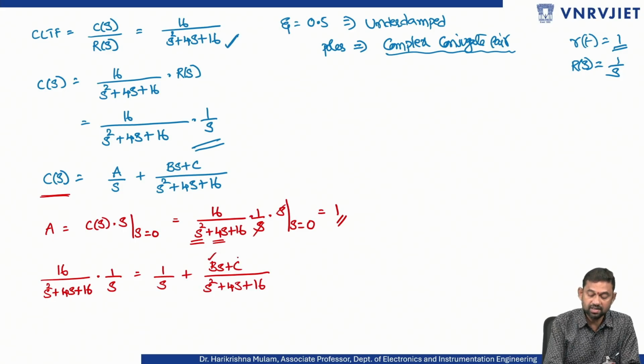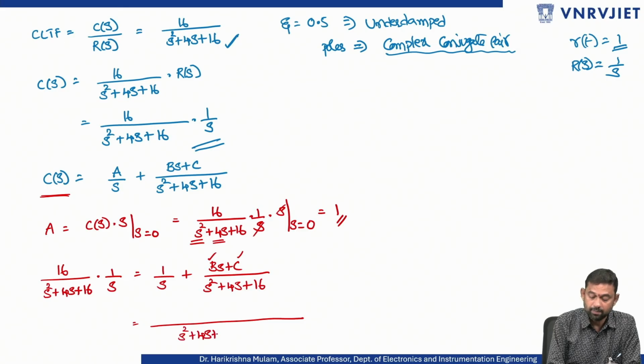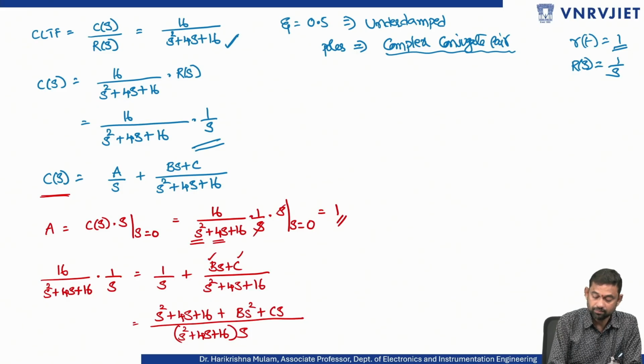The residues B and C are found by taking the LCM on the right hand side and comparing the numerator terms on both the left hand side and right hand side. The expression on the right hand side is S square plus 4S plus 16 into S, and the numerator of this is S square plus 4S plus 16 plus BS plus C into S, that is BS square plus CS. The expression on the left hand side is 16 by S square plus 4S plus 16 into S.